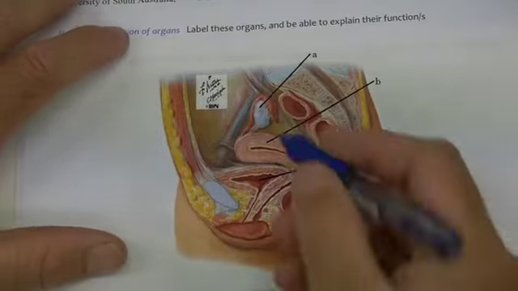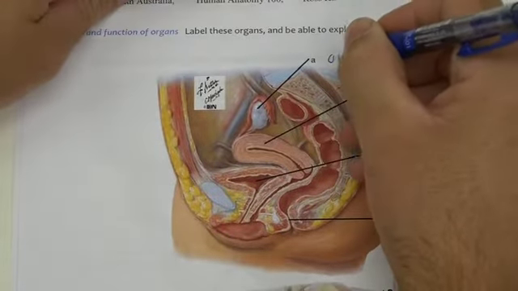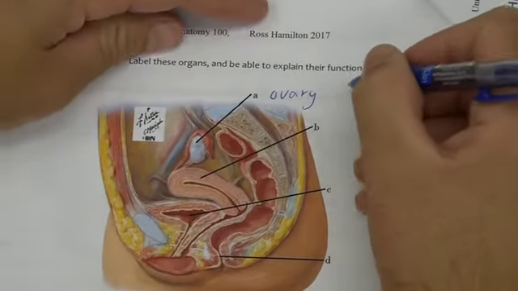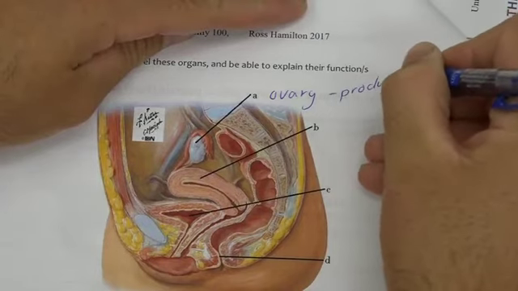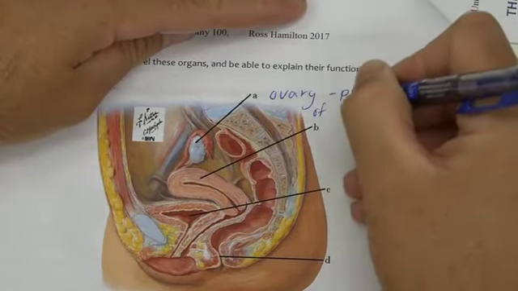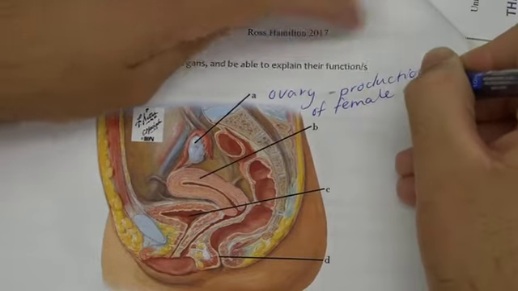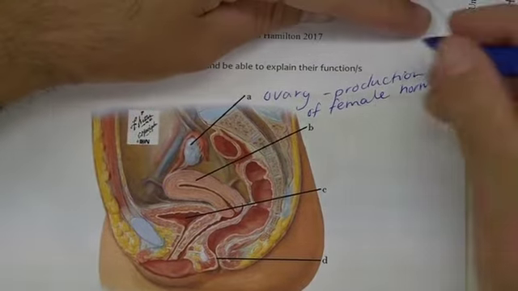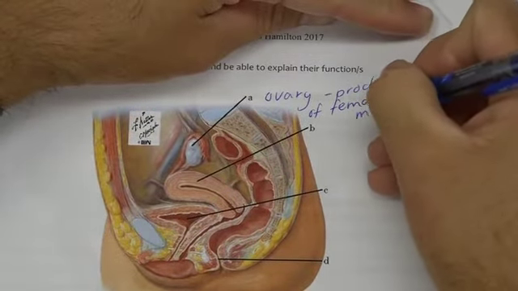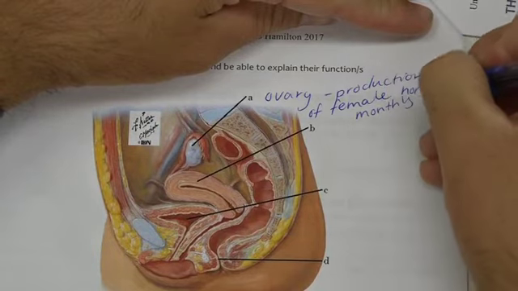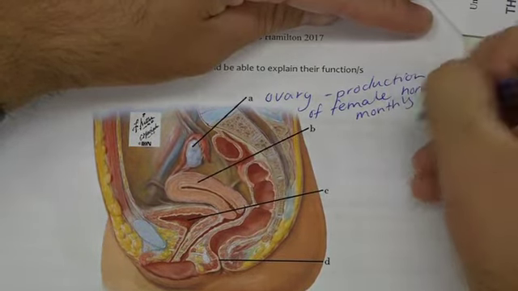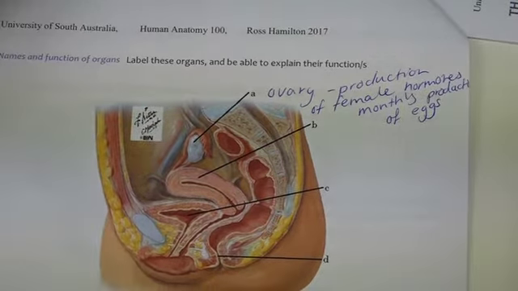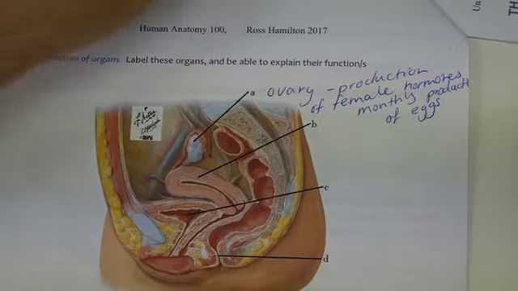So here, initially, we can see the ovary, and the ovary is responsible for production of female hormones. An example of that is estrogen, and then also the monthly production of eggs. So one month, the left one will produce an egg, and the other month, the right one will produce an egg.